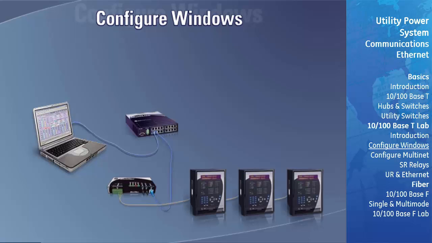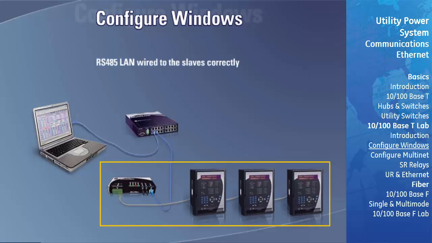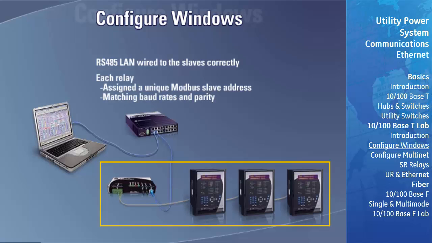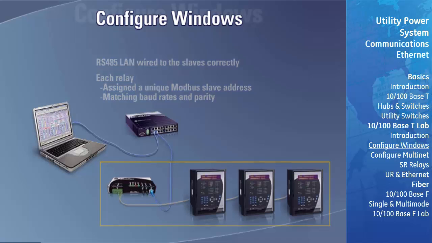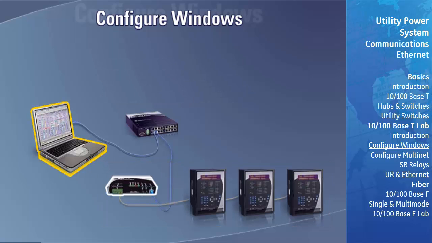We will assume that the RS-485 LAN has been wired to the slaves correctly, and each relay has been assigned a unique Modbus slave address in addition to matching baud rates and parity. We will focus on the configuration of the computer and the Multinet. Let's start with the computer. The first step is to configure the computer's IP and subnet mask addresses.